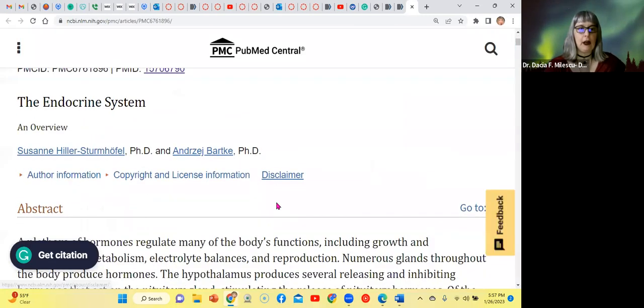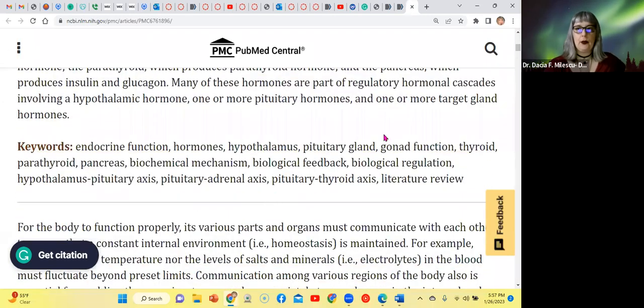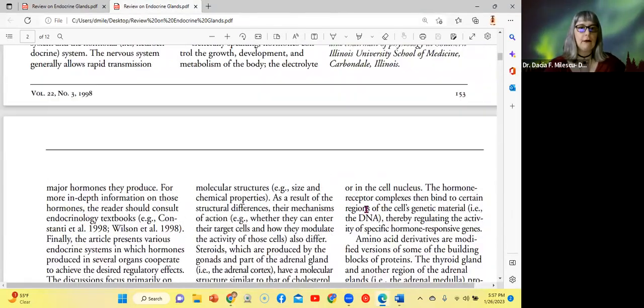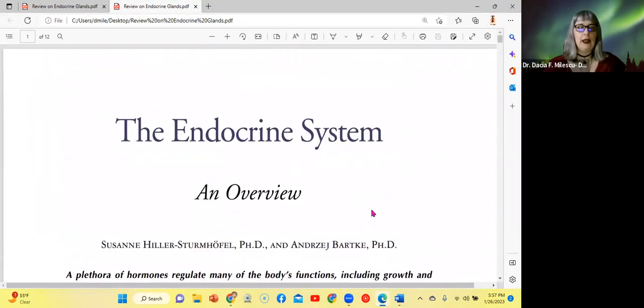So now back to the full text. I can read it off of here, but what I did was I downloaded the actual study and review of the endocrine system. So we're going to go over it this way.